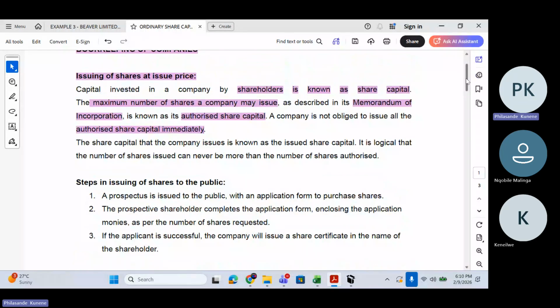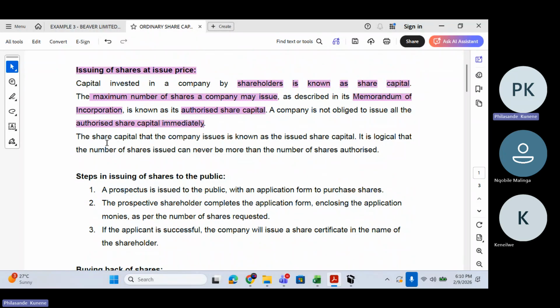Here we're talking about the issuing of shares, the issue price. The share capital that the company issues is known as what? Issued share capital. These are the terms, guys, we will be talking about going forward. That's why I wanted us to do these things, so that I don't ask you about something that I didn't teach you. I don't want anyone to say I've never heard of something like this when I start asking you about it. But I know it's something that you have already touched on at your school.